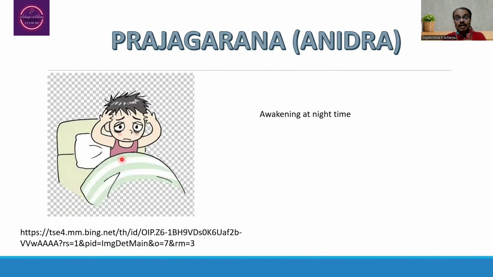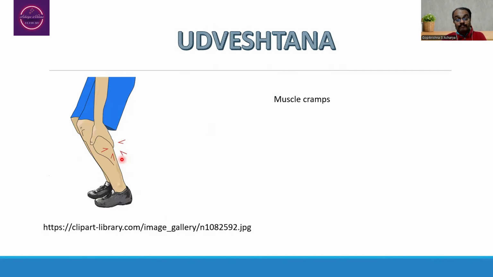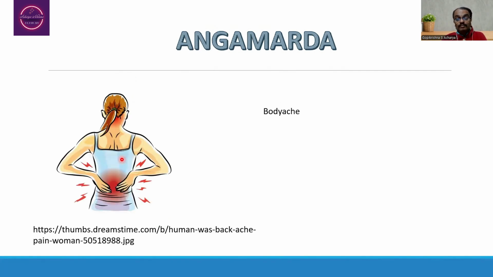Prajagarana, he will be having anidrata, wherein he will be awake at night time, which will be responsible for the increase of the Ruksha Guna in the body. In other words, which will be leading to the decrease of Snigdha Guna. Thereby the person may have Kapha Kshaya. Muscle cramps may be observed. Angamarda, the generalized body ache.